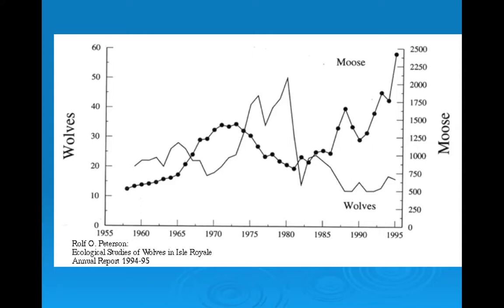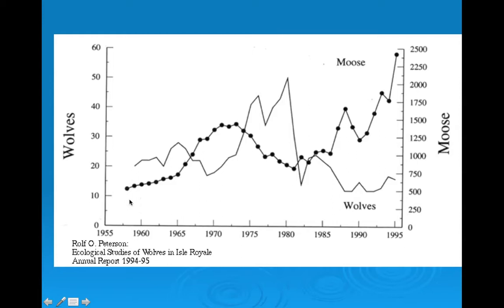This right here is an example of a predator-prey relationship. A predator-prey, so this has to do with predation, which is a part of density dependent. This right here is a graph of the moose and the wolf populations on Isle Royal in Lake Superior. That's just north of Michigan and just east of Minnesota, one of the Great Lakes. And on this island, you have a population of moose and you have a population of wolves. The wolves eat the moose.